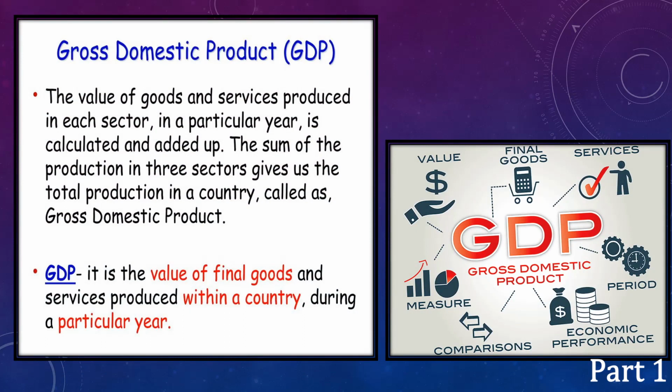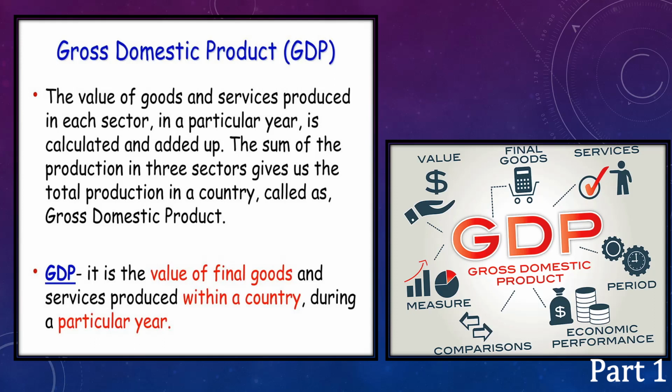Gross domestic product, GDP. The value of final goods and services produced in each sector during a particular year provides the total production of the sector for that year. The sum of the value of production in all the three sectors in a particular year is called the gross domestic product or GDP of a country. GDP indicates the size of the economy of a country. It is the market value of the final goods and services produced by all sectors. Within the domestic territory of a country, there may be both resident and non-resident producers.